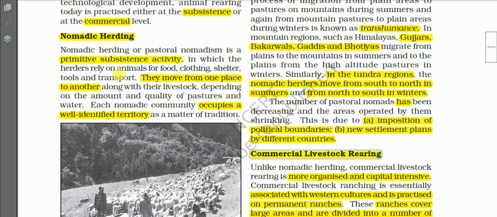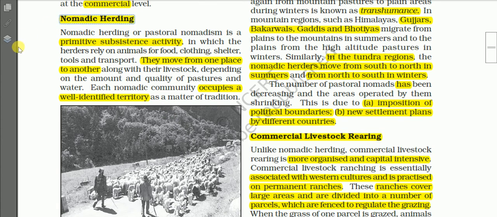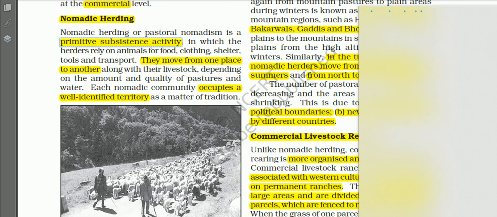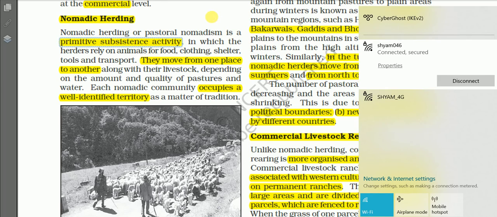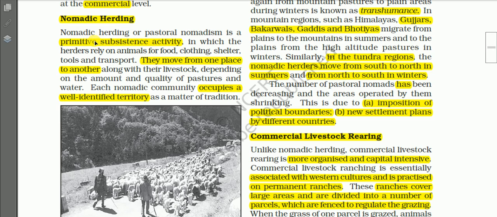Now let us start. Let us read about nomadic herding and try to find out the important features. Nomadic herding, also known as pastoral nomadism, is a primitive subsistence activity. Nomadic means movement of people from one place to another, maybe in search of grassland and water. So people moving from one place to another are called nomads.